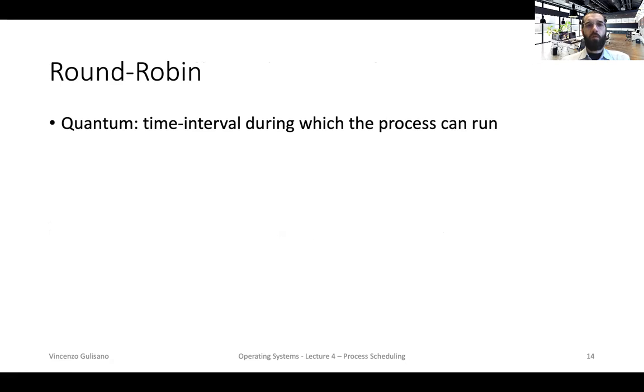We begin by defining a quantum, so a time interval during which the process can run. With round robin, the idea is that we let each process run for a while, and we just go in a round robin fashion, as the name suggests. So we take process 1, then process 2, then process 3, that is, we take them from the queue of ready processes we have. And whenever we start executing a process, we let it run for a certain period of time, the quantum. After that, we stop the process and we schedule the following one.